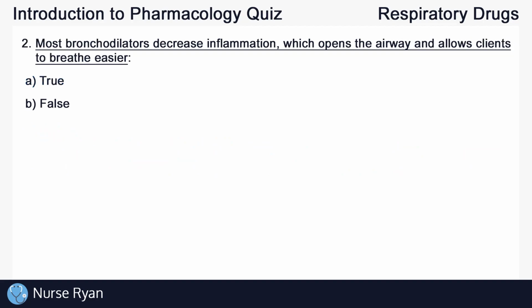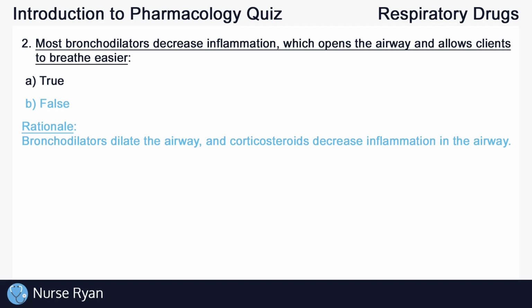And question number 2. Most bronchodilators decrease inflammation to open the airway and allow clients to breathe more easily. And the answer here is B, false. Bronchodilators dilate the airway, and it's corticosteroids that decrease inflammation.